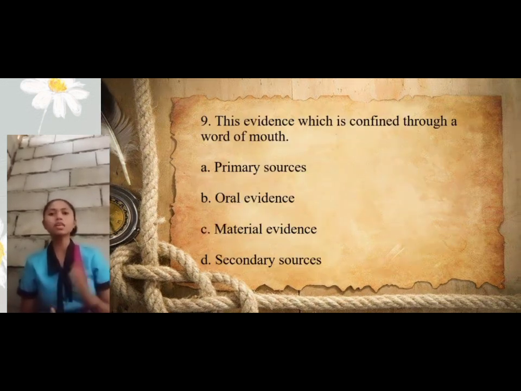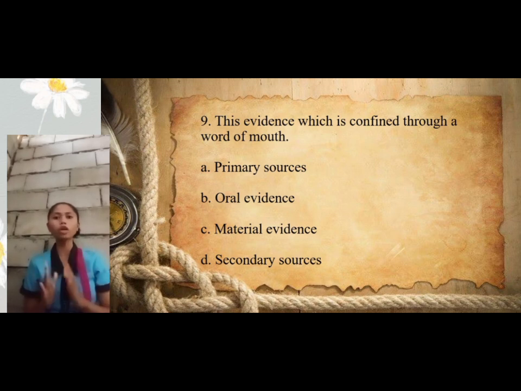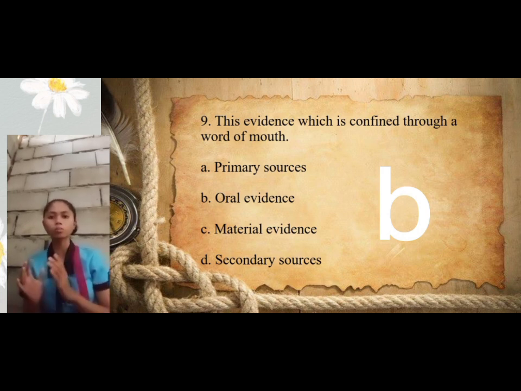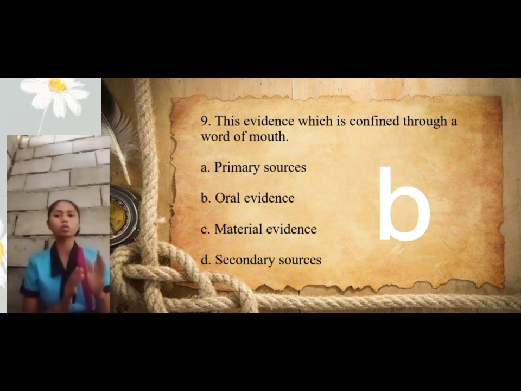Number 9, this evidence which is confined to the word of mouth. So from the word of mouth, it is letter B, oral evidence. So the evidence which is confined to the word spoken by the mouth is the oral evidence. If oral evidence is worthy of credit, it is sufficient to prove a fact or a title without any documentary evidence. So the answer is letter B, oral evidence.